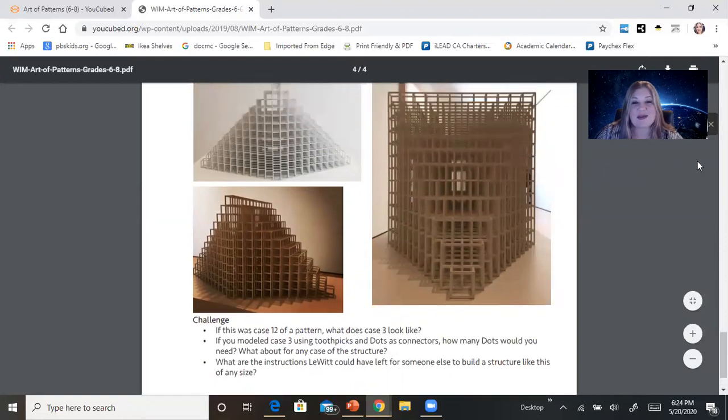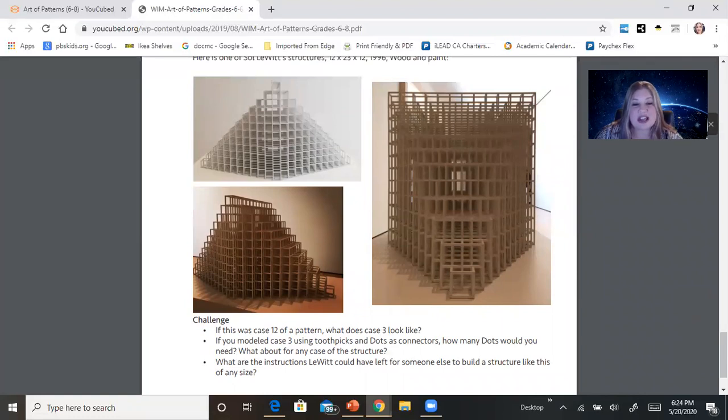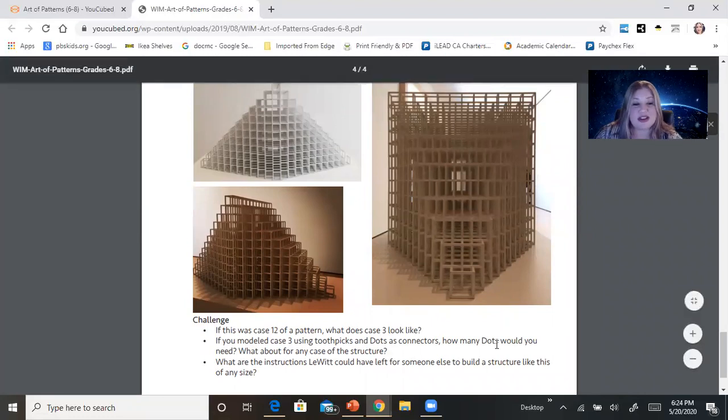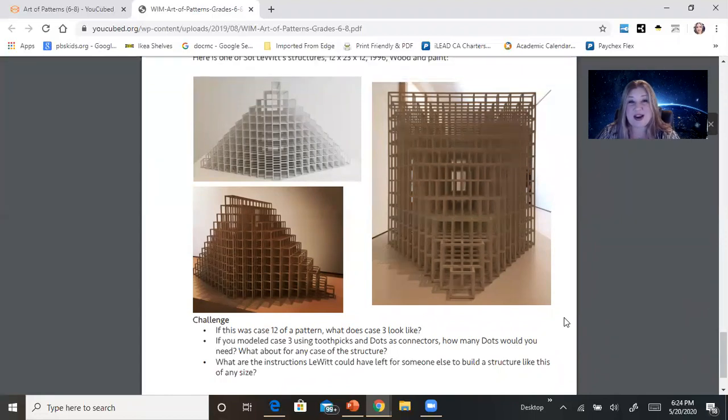Okay, so that right there, my friends, is your task. I want you to look at these different pictures of his structure. Think about, if it was case 12 of a pattern, what would case 3 look like? If you modeled case 3 using toothpicks and dots as connectors, how many dots would you need? What about for any case in the structure? And what are the instructions he could have left for someone else to build a structure like this of any size? Please let me know in the chat.